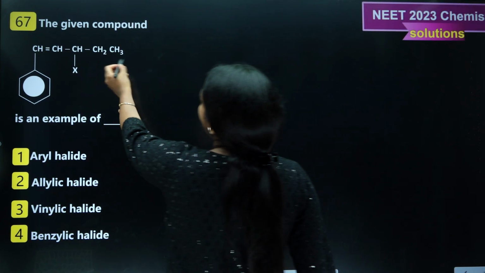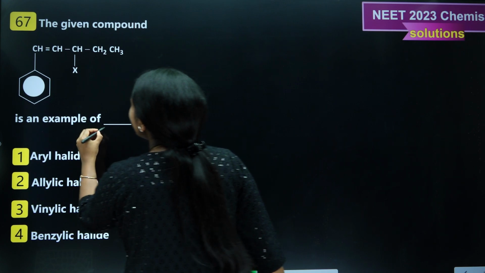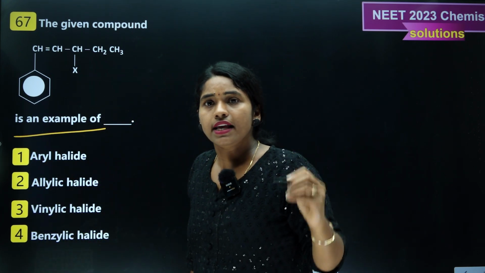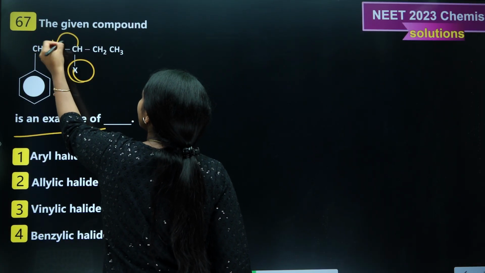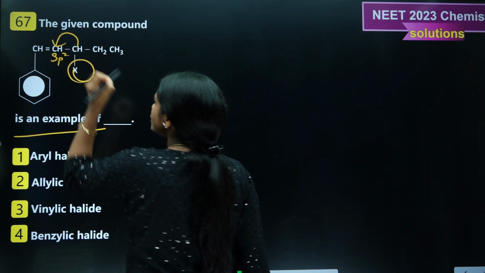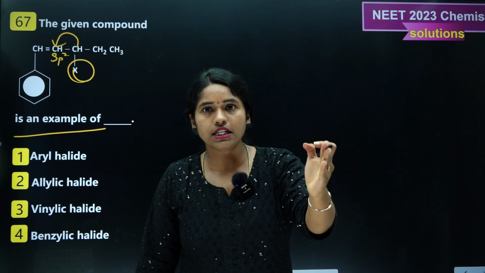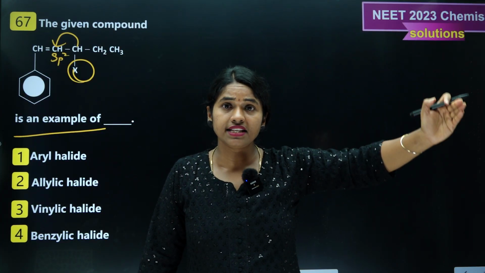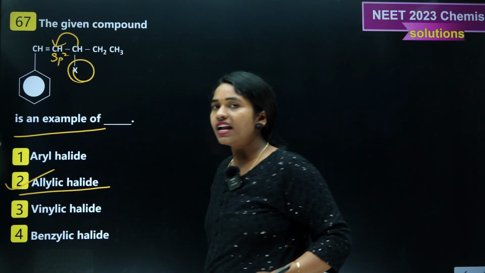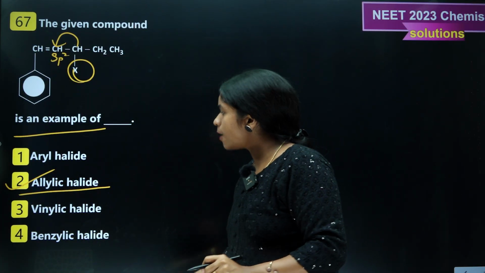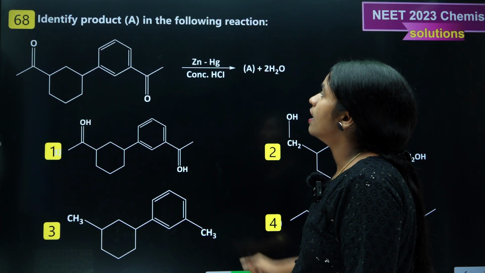The given compound is an example of a halogen connected to a carbon, and the next carbon is sp2 hybridized. Halogen connected carbon, next carbon is sp2 hybridized carbon, then those compounds are called allylic halide. Option 2 is the correct answer.